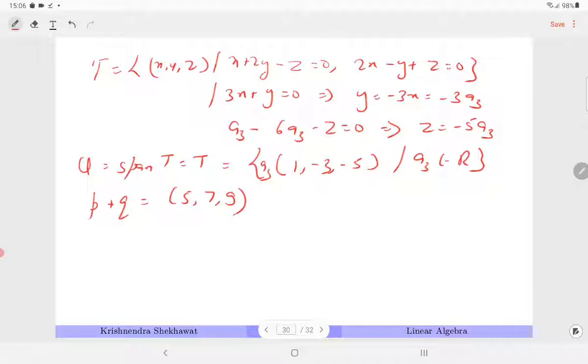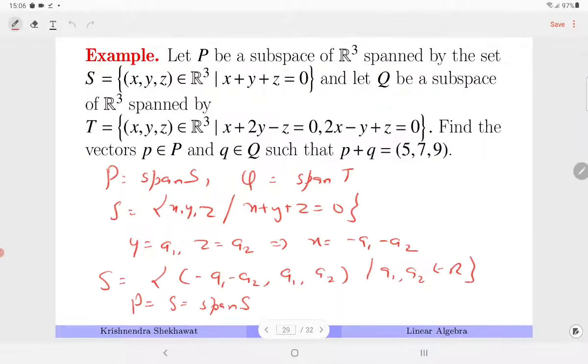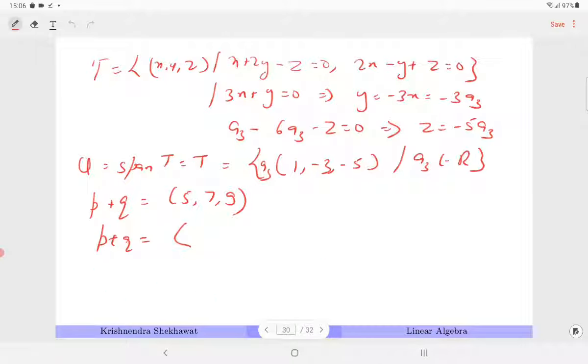Now small p looks like (minus a1 minus a2, a1, a2), and q looks like a3 times (1, minus 3, minus 5). So if I write it down, then (minus a1 minus a2 plus a3, a1 minus 3a3, a2 minus 5a3) is equal to (5, 7, 9).